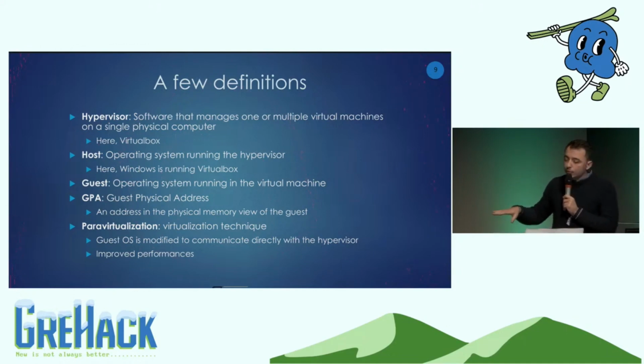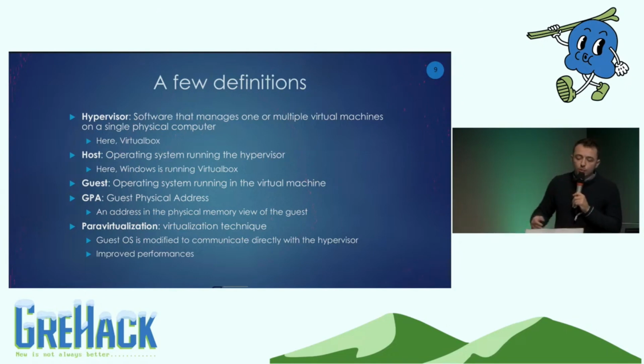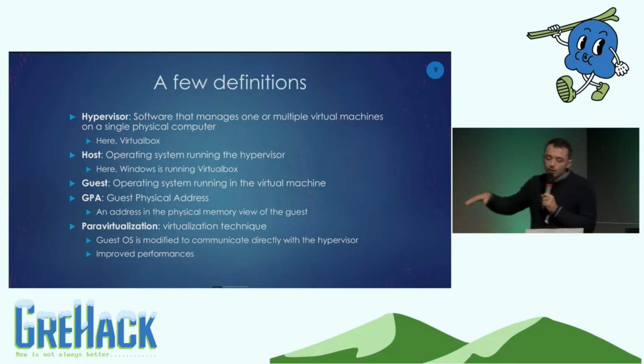I want to introduce two small concepts I will use a lot in this presentation. The first one is a GPA, or guest physical address, which is an address in the memory of the guest, where the guest thinks it's physical memory, so it thinks it's actual RAM, but it's not because it's virtualized. But it's the main way to communicate with the host, because when you talk to hardware or a hypervisor, you use physical memory. So it represents an address in the physical memory view of the guest. The second thing I want to introduce is paravirtualization, which is a virtualization technique where you modify the guest OS, you add drivers, you add specific components to the guest to directly communicate with the hypervisor.